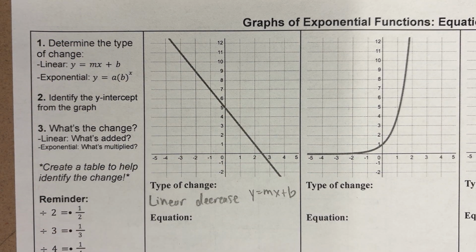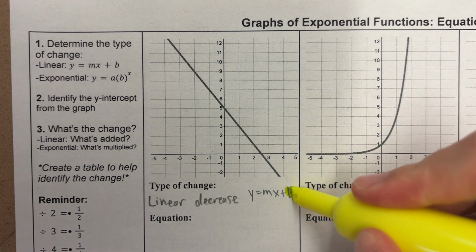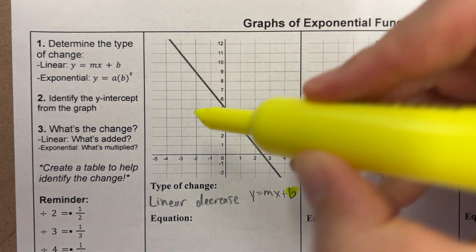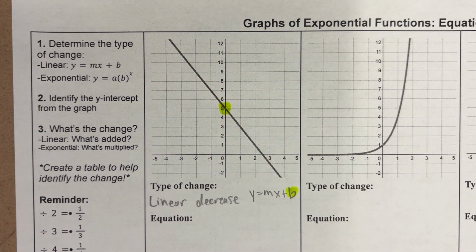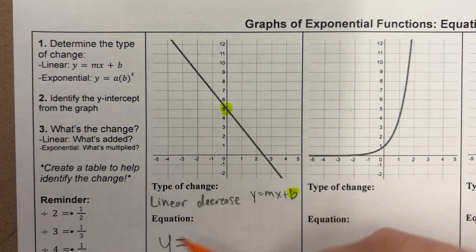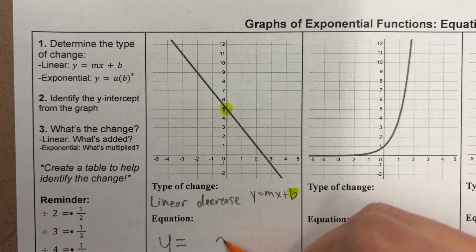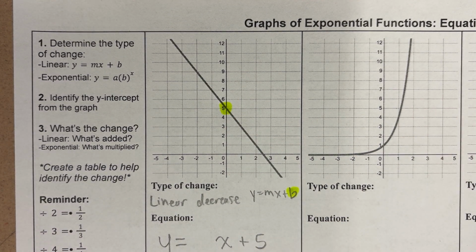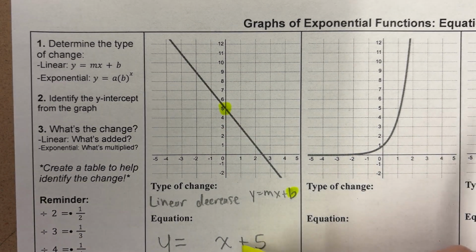Now I'm going to identify the y-intercept. Okay, now I know where the y-intercept's going to go. It's going to go right here, right? And I'm looking for the y-intercept. I'm looking along the line and seeing, oh, it's right here. It's 5, okay? So I can already write part of my equation. Y equals m, leave a space, x, my b is plus 5. Okay. So here's that y-intercept, right?